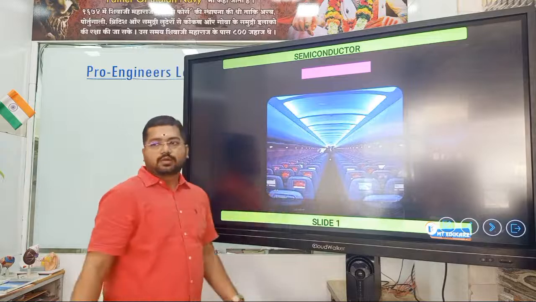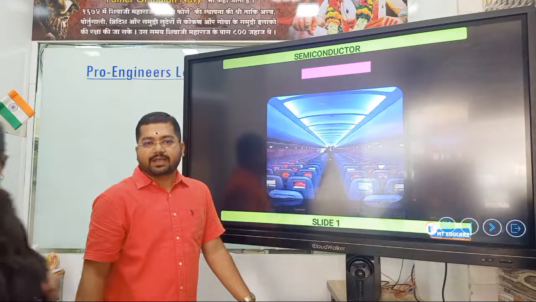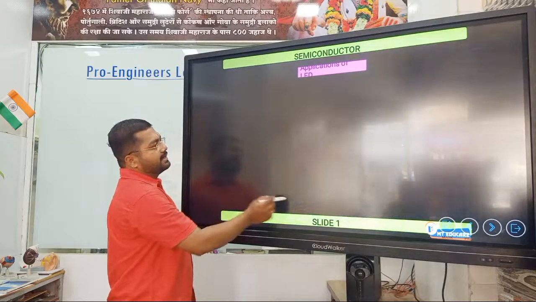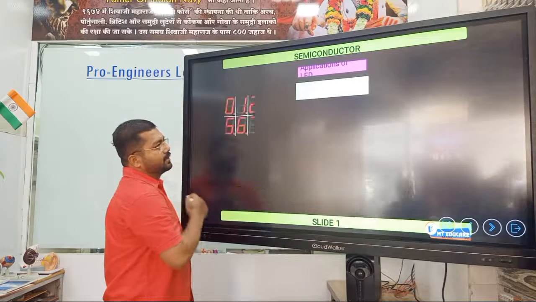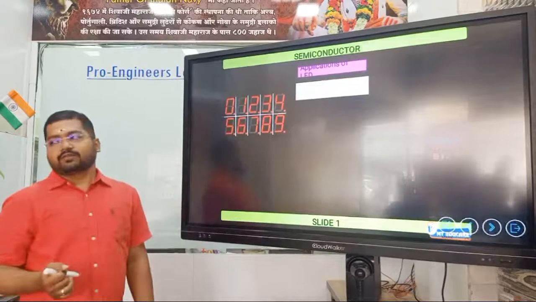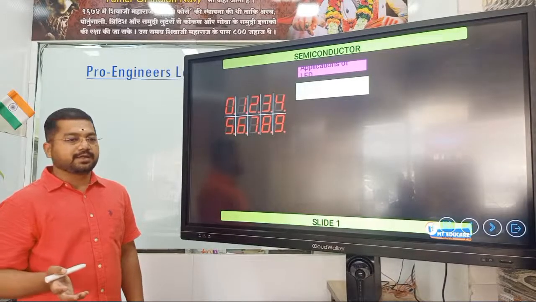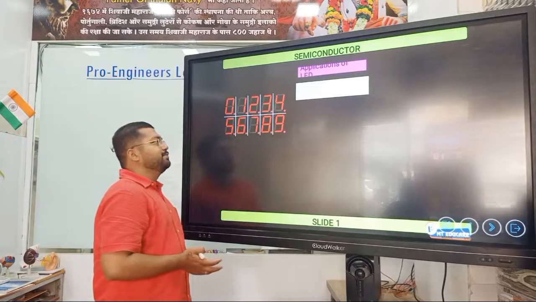So many of the applications are there which are using LEDs. Now, the next application of LED is the 7-segment display. Next part is 7-segment display. So what does this 7 segment mean?